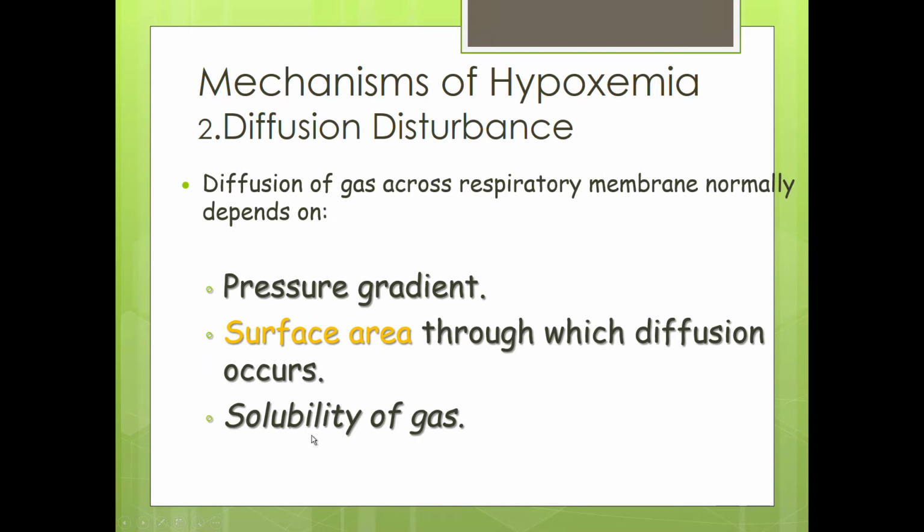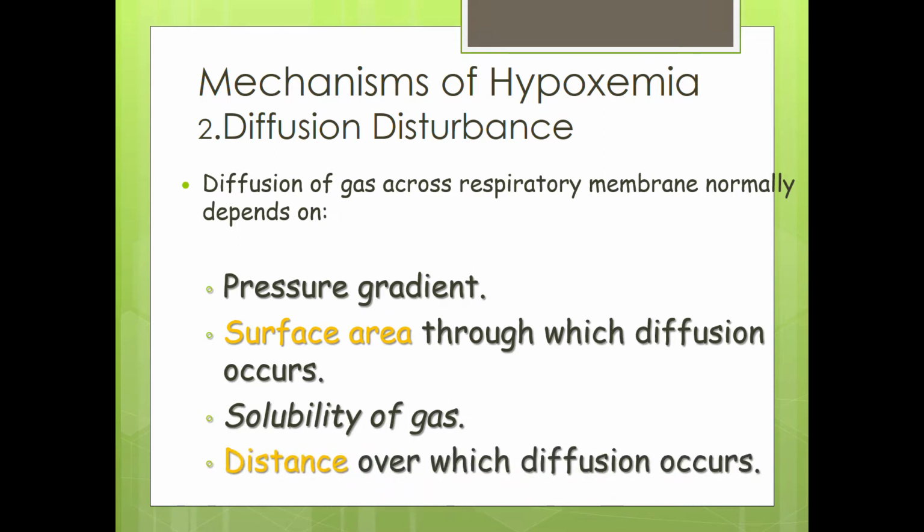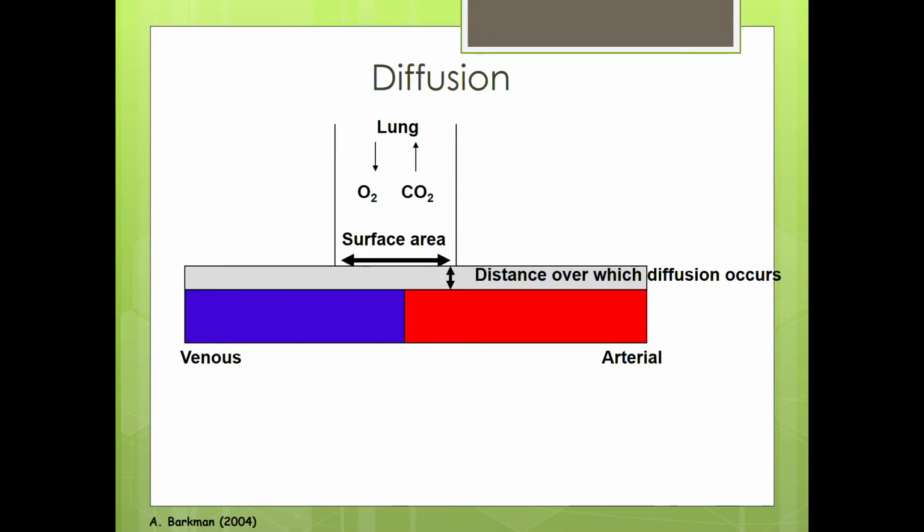And then we also look at the solubility of gas as well, because this will be dependent on how a diffusion disturbance will unfold. And then again, the distance over which the diffusion occurs. So let's show you what this looks like.